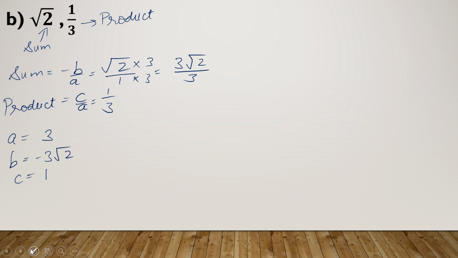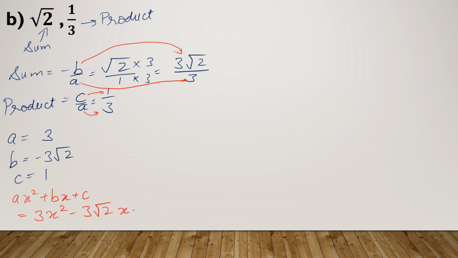You're already aware of this thing. We have discussed this earlier. You had seen this before. So I don't think you should have any problem. The value of a will be from here, the value of b will be from here, and c will be from here. And as we are already aware of this thing, the general form is ax square plus bx plus c. I'll substitute the values in it and I'll get 3x square minus 3 root 2x plus 1. That's your quadratic polynomial. That is the required thing.